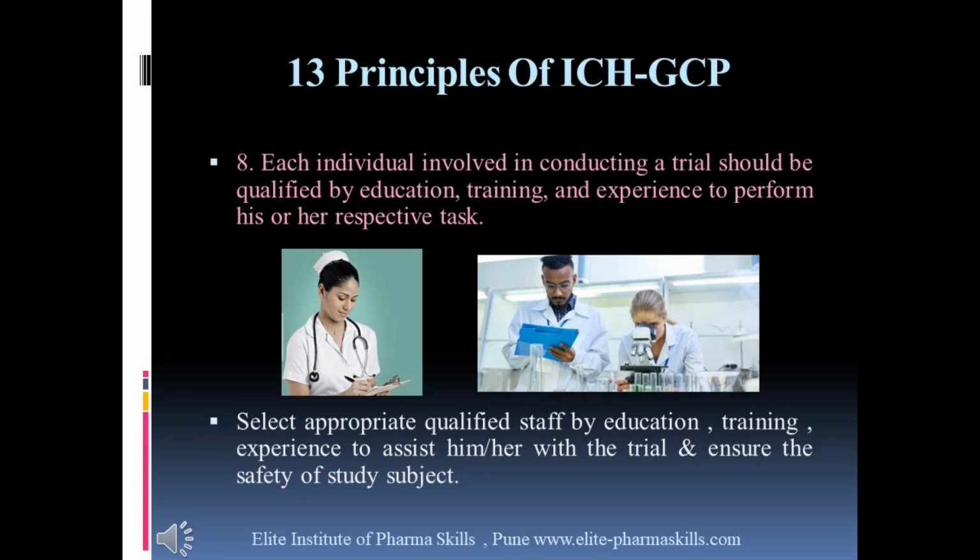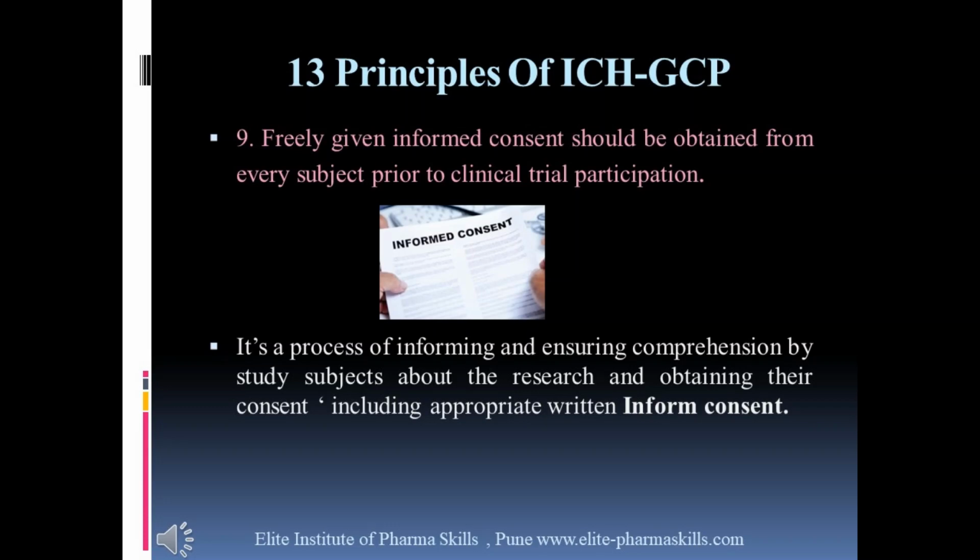The ninth principle of ICH-GCP tells us that freely given informed consent should be obtained from every subject prior to clinical trial participation. It is the process of informing and ensuring comprehension by study subjects about the research and obtaining their consent, including appropriate written informed consent.